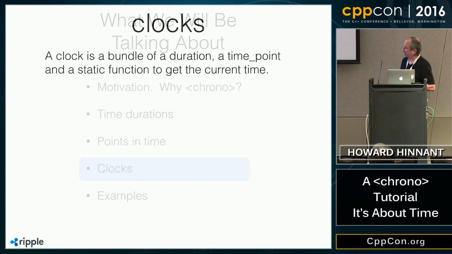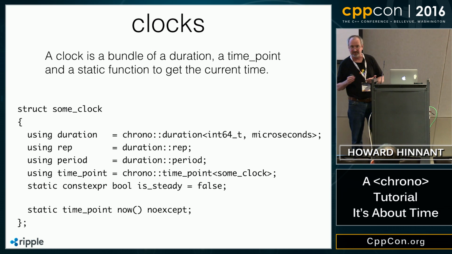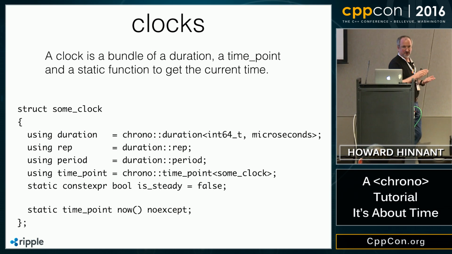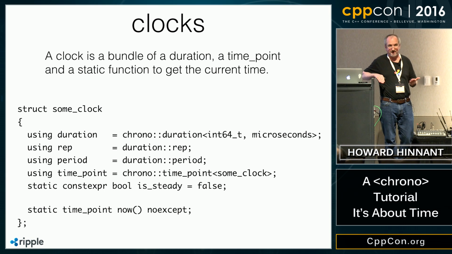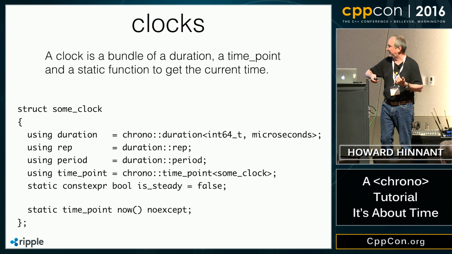So clocks. What is a clock? A clock is a bundle of a duration, a time point, and a static function to get the current time. So this is what some generic clock would look like. It would have all these nested types in it, so you can get the duration out, the time point out. If you want the rep and period, there's convenience typedefs for that. There's a constexpr bool in it called is_steady. If is_steady is true, that means the clock can't be adjusted. It just runs. If is_steady is false, this is a clock that can be adjusted, say, for example, by a network time protocol server to correct for leap second events or something like that.